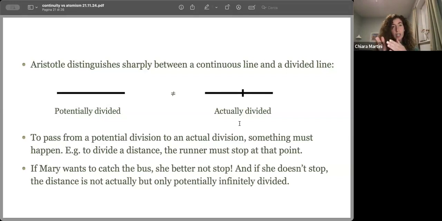But in order to pass from a potential division to an actual division, something needs to happen. In particular, if we're talking about Mary running to the bus, in order for the distance to be divided, Mary needs to stop at some point. But if Mary does want to get to the end, and she does want to get the bus, she better not stop. And if she doesn't stop, according to Aristotle, the situation is pretty clear. She's not doing anything other than running one distance altogether. There are no infinitely many anythings. We could, if we wanted, divide that distance into infinitely many bits, but Mary is not doing it. And so there's no paradox.